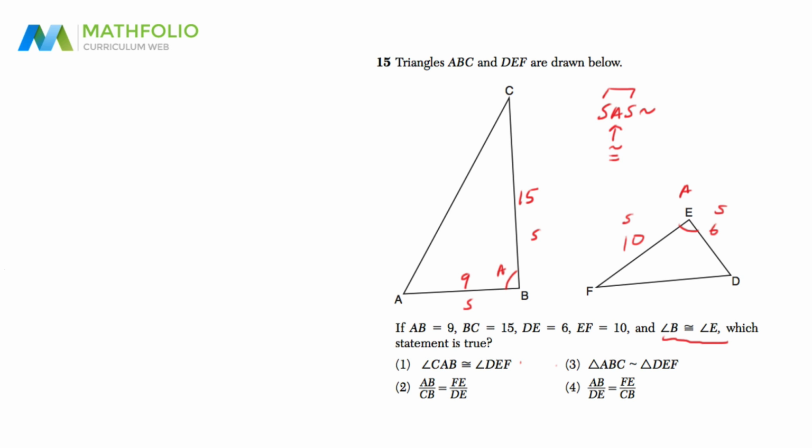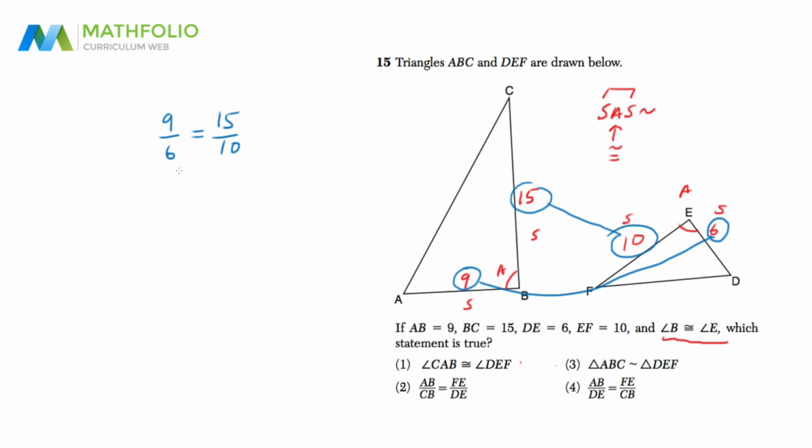So we need to compare, let me highlight them, we need to compare 9, which is right here, and which is the smaller of the two, to the 6, and we need to compare the 15 to the 10 and see if that ratio holds. So 9 compares with 6, and we're testing this equation as 15 compares with 10. So we want to make sure that this is in fact true, and if it is true, then we know that these two triangles are similar by side angle side.